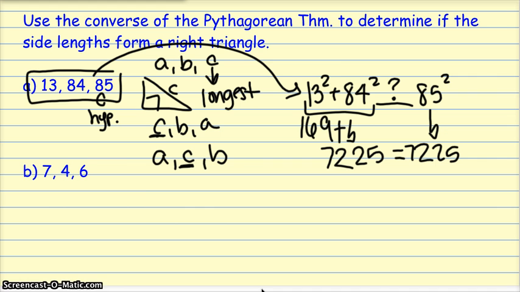Yes, they equal each other, so that means they must have come from a right triangle. And if you think about the idea of Pythagorean triple, those are three nice numbers. So not only are they a right angle, but they are a Pythagorean triple. Go ahead and try letter B on your own. Please just be aware which side is the longest so you know where to put it.